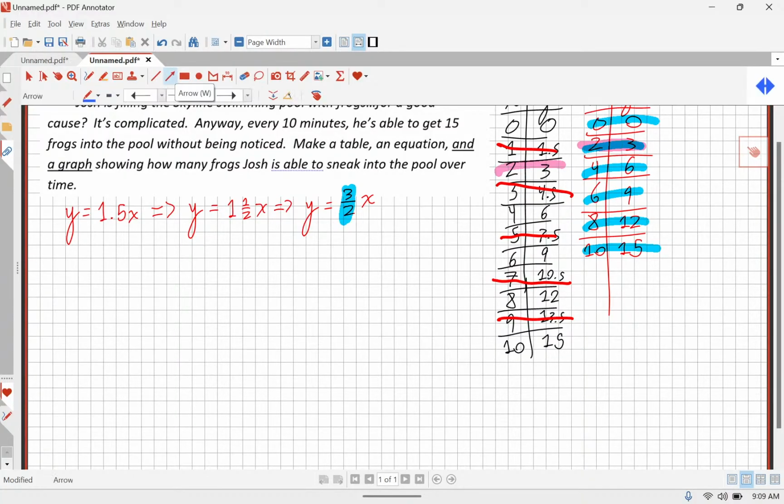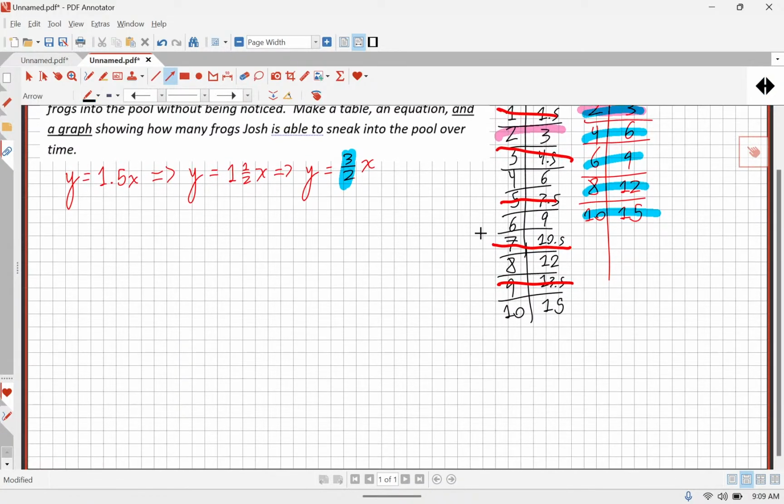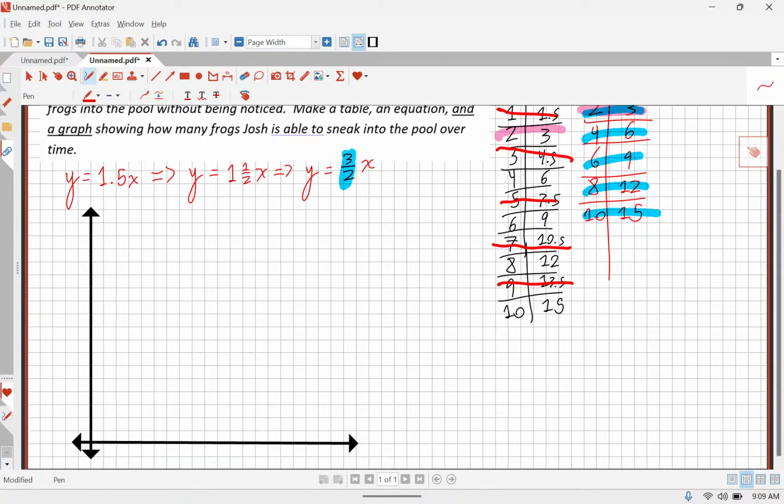Let's make a graph for this. Let's see here. Miro, what did you make your graph look like? Like what did you count by? Okay, on the x-axis. So you just counted by what we had.